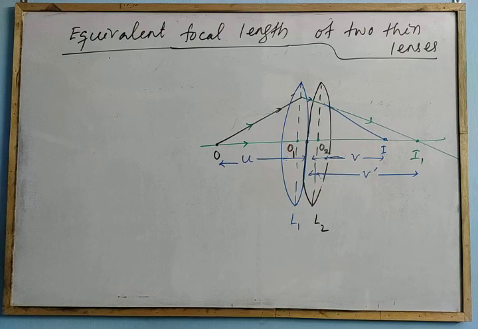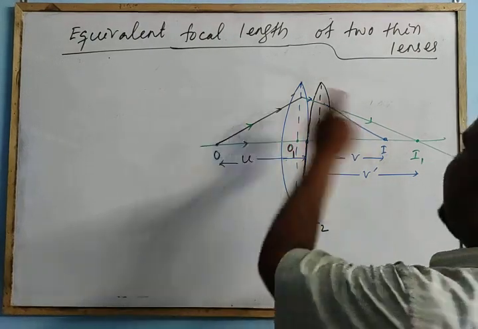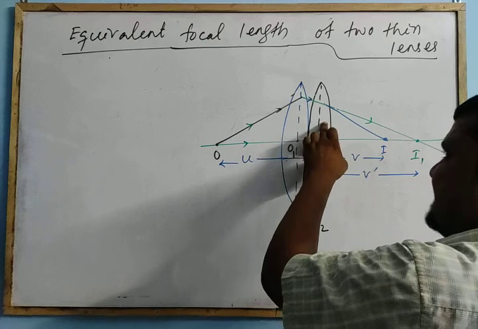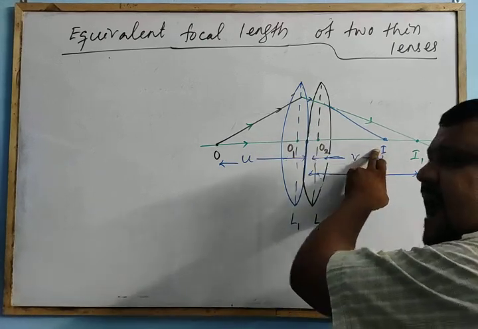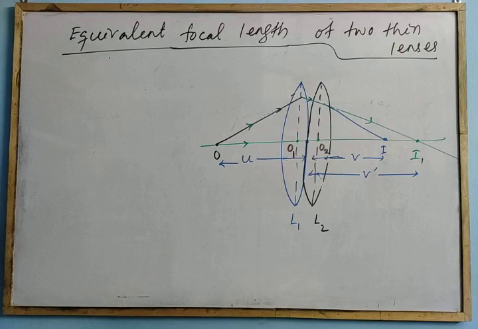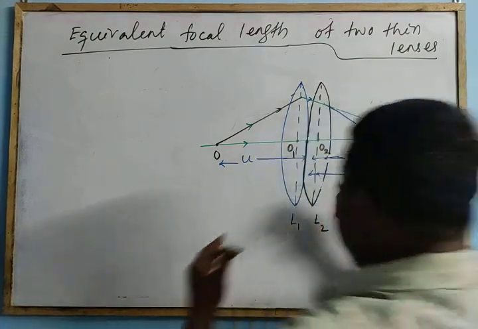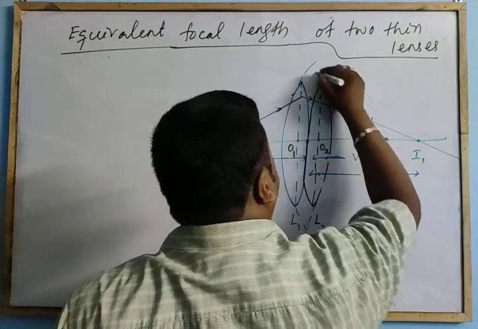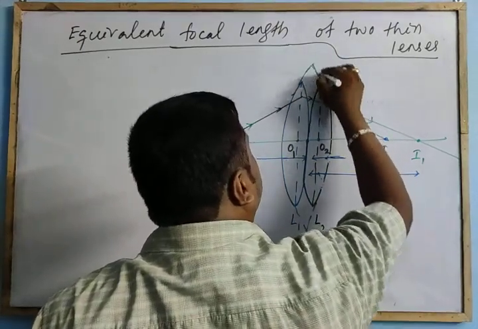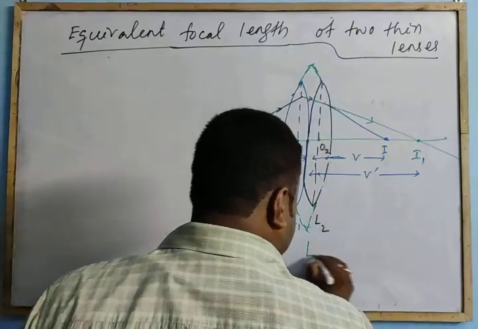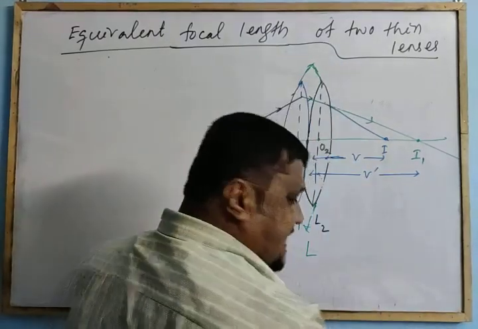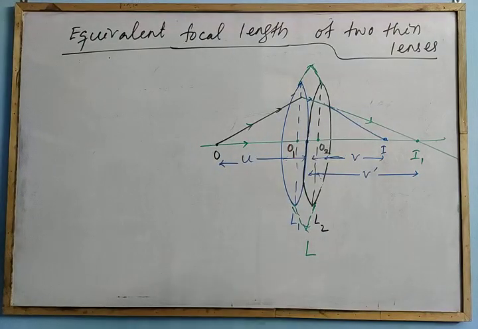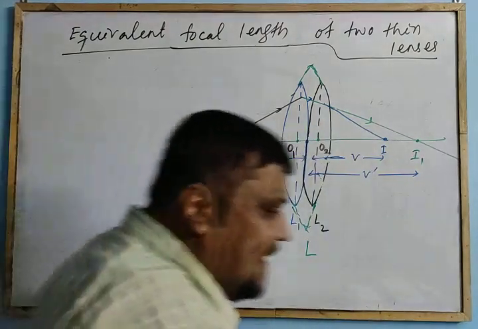So because of the lens L1, O is the object and you will get the image I1. But because of the second lens, I will find the final image at I. If I replace these two lenses by another lens like this, call it L, whose focal length is suppose F, then what is the relation between this F and F1 and F2? Now I will find out using the first case.